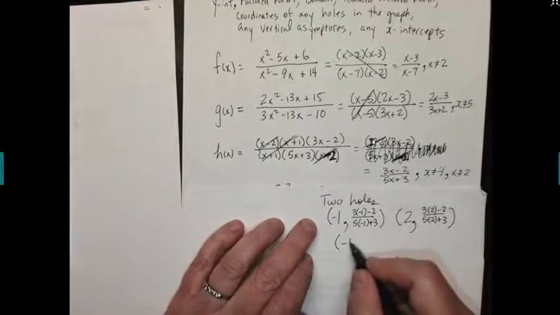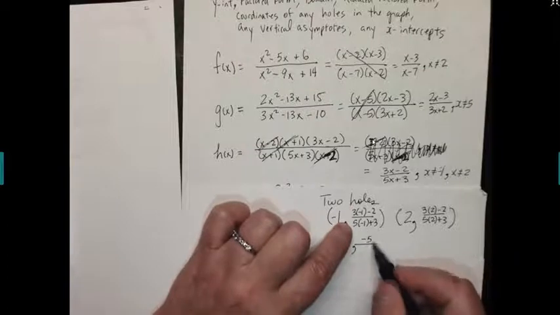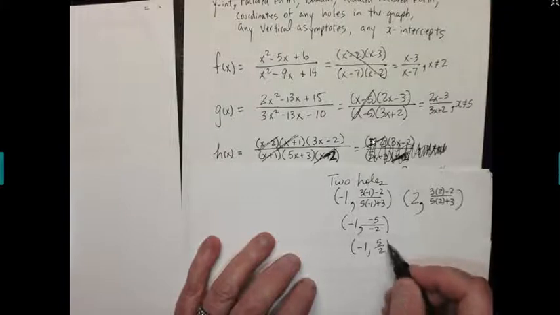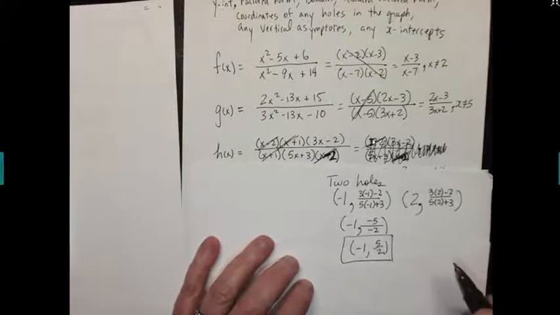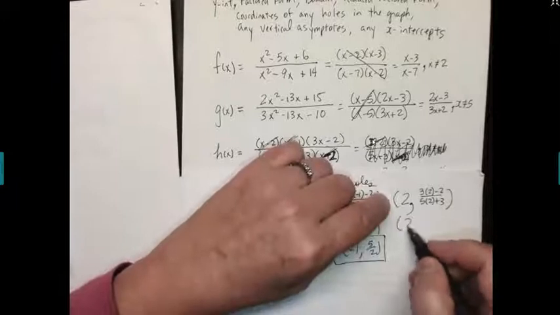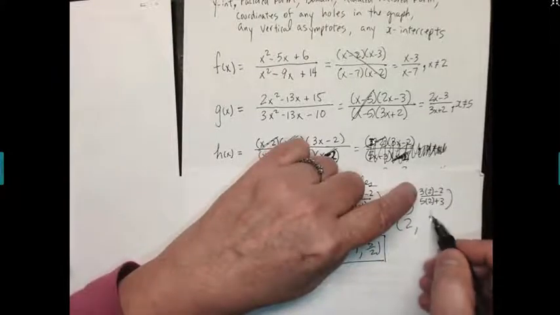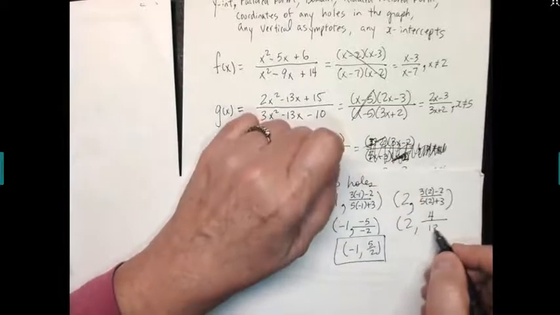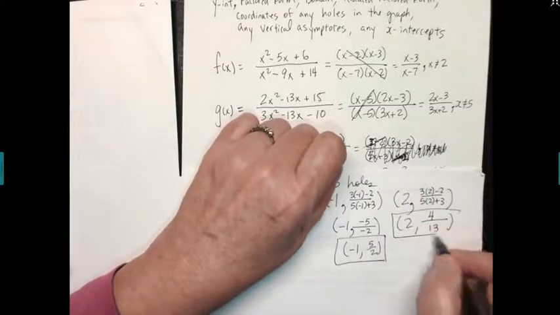Okay. So I'll have -5 in the numerator, and I'll have -2 in the denominator. Those negative signs will cancel. So that's the first hole. For this one, that'll give me 4 in the numerator and 13 in the denominator. And that's in lowest form. So those are the coordinates of the 2 holes.